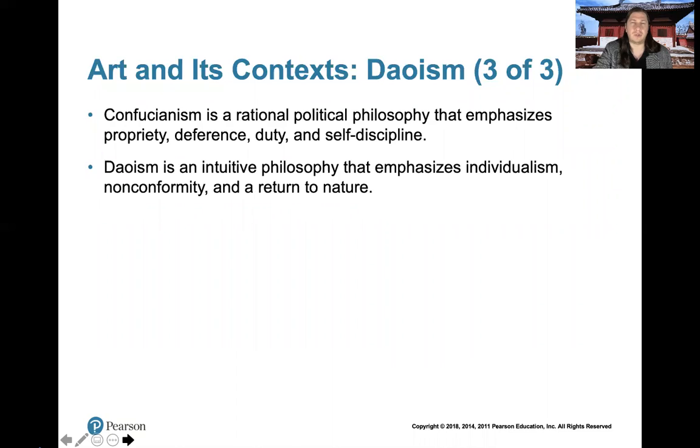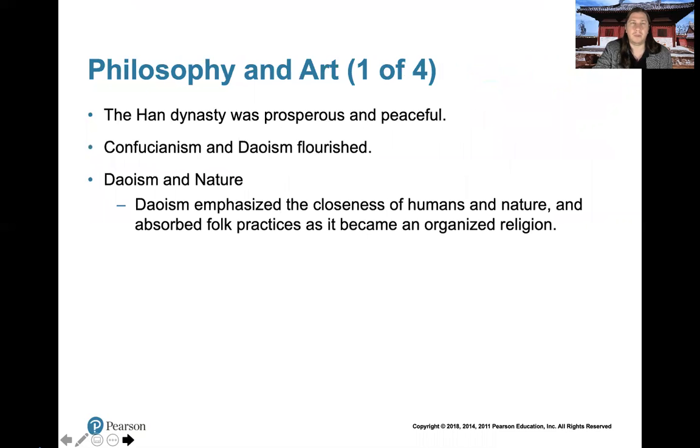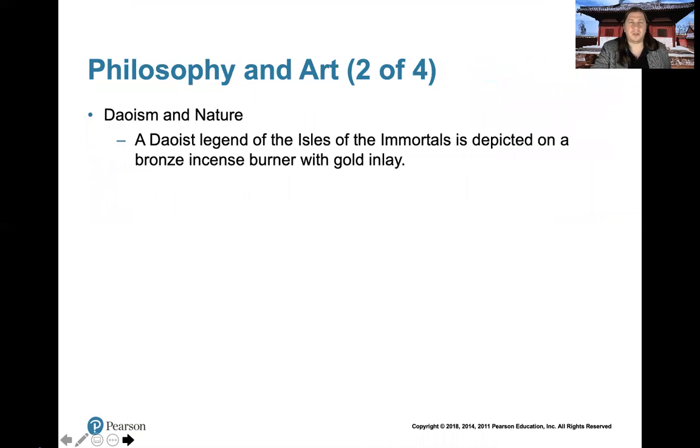So yeah, Confucianism is this rational political philosophy. Taoism is more about individuality, nonconformity, and connection with nature. So the Han Dynasty was pretty prosperous and peaceful. It's a unified China. There are some artworks that reflect these Taoist ideals that kind of flourished during the period.